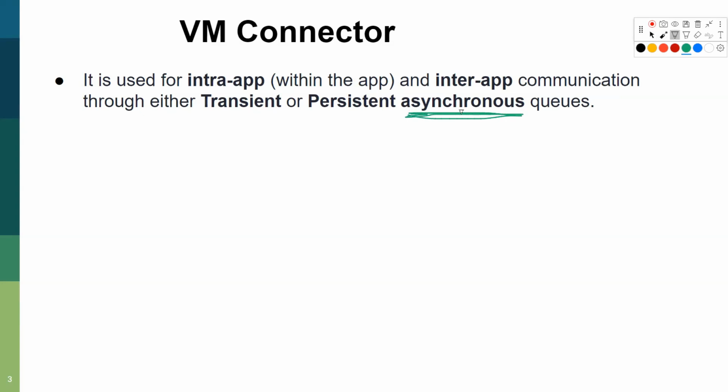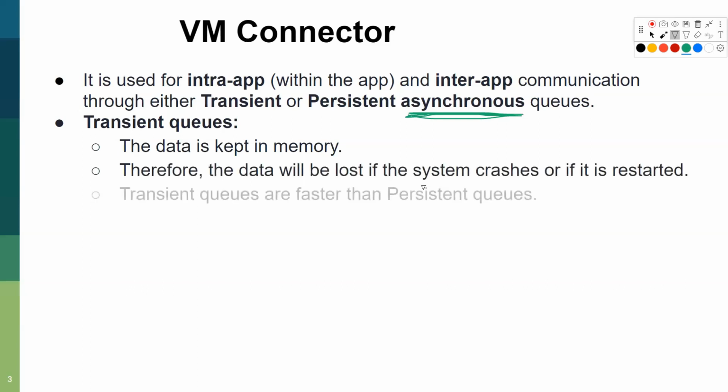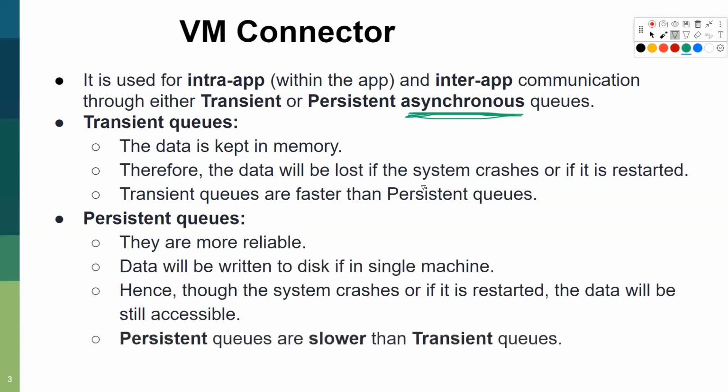In the questions I shared, the publish and consume are asynchronous, so we will see how they behave. We say transient queues are in memory. So if your computer crashes or gets restarted, the queues get lost, but they are faster because the data is not written to disk. Whereas if it is persistent, it is more reliable because it writes the data to disk. So even if the computer crashes or you restart it, since it is on disk, it will retrieve it. They have their own pros and cons.